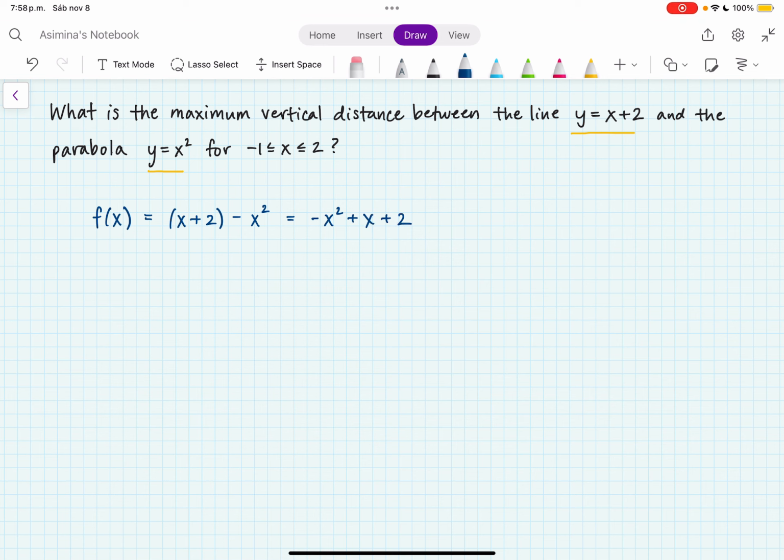Now, we want to find the maximum value of f on the closed interval. So this interval here is the closed interval from -1 to 2. So we're going to use the closed interval method to do this. So what does the closed interval method tell us? Let's recall.